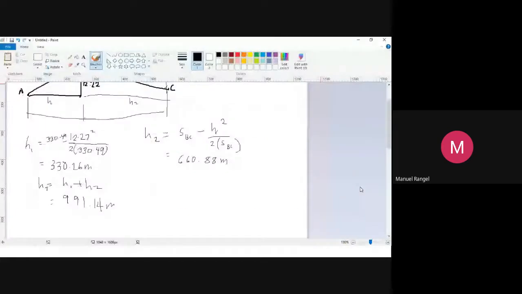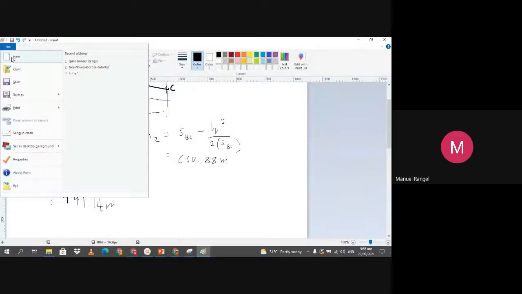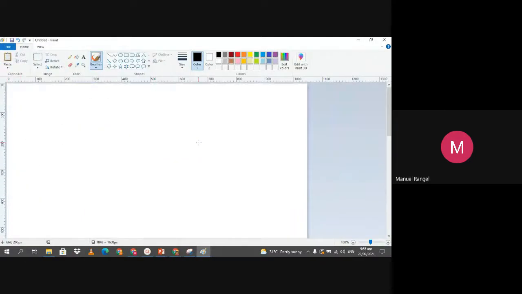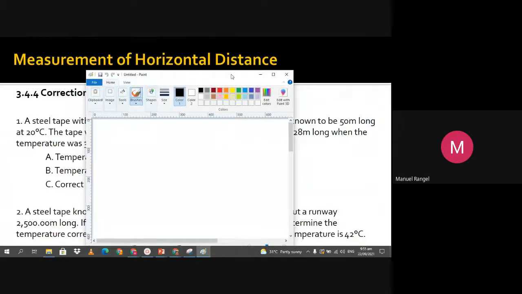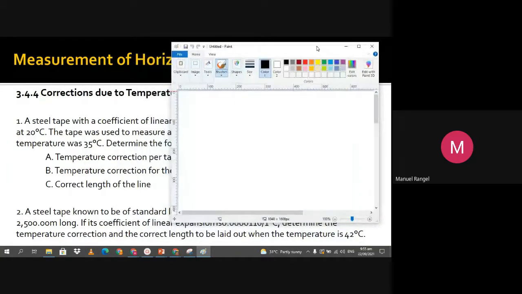Okay. So, isa sa nato ang mga given, CL. The correction due to linear expansion is 0.006.